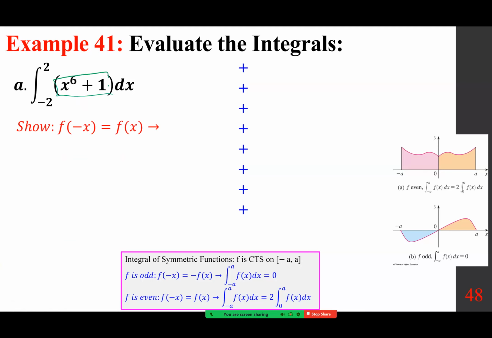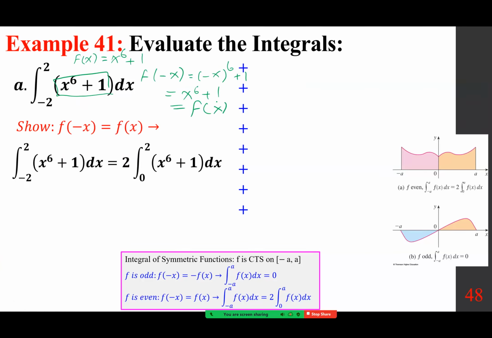Here's your f of x. Now, f of minus x is minus x to the power of 6 plus 1, which is the function itself. So we have to show it, and we did. And therefore, instead of negative 2 to 2, we're going to go from 0 to 2, but we multiply by 2. And the difference is that it's easier to evaluate.